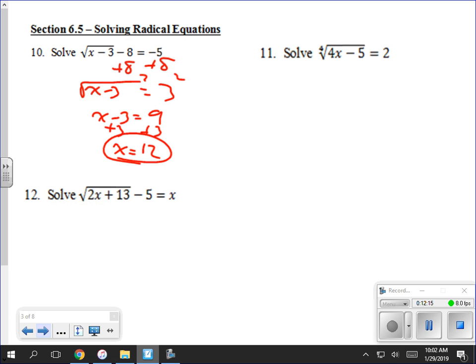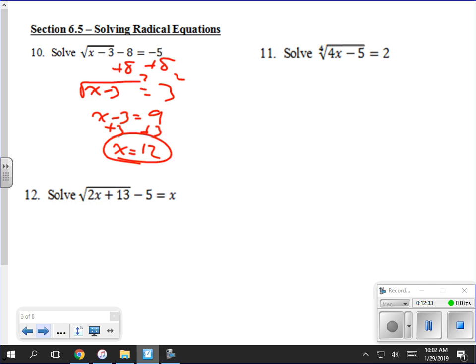And then I need to try it in the original problem to see if it works. 12 minus 3 is 9. Square root of 9 is 3. 3 minus 8 is negative 5. That one's good. That's bueno.